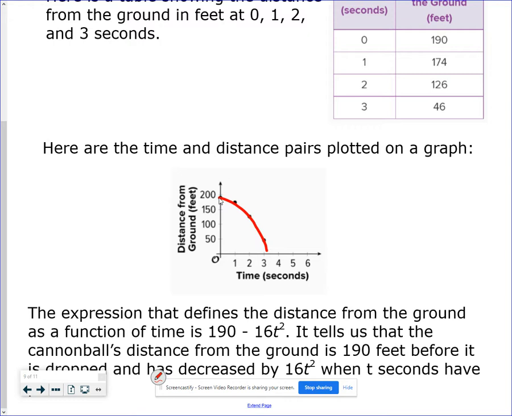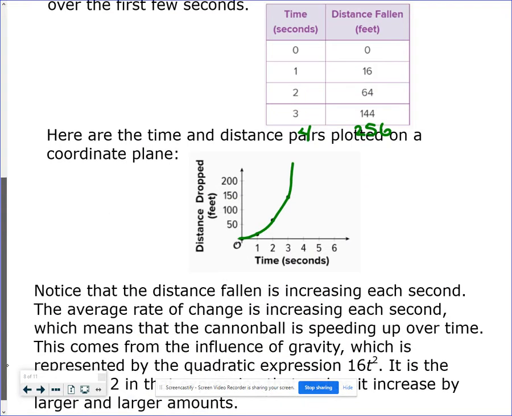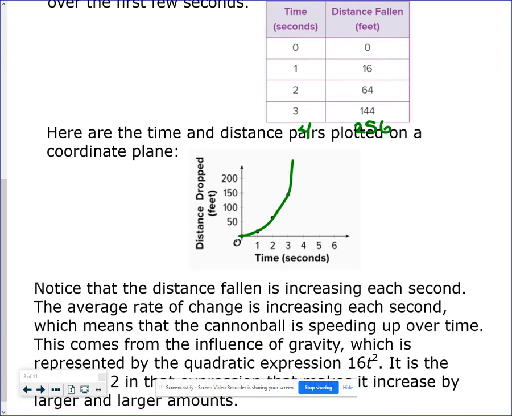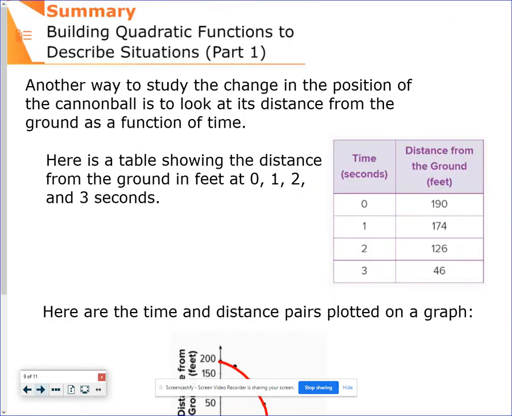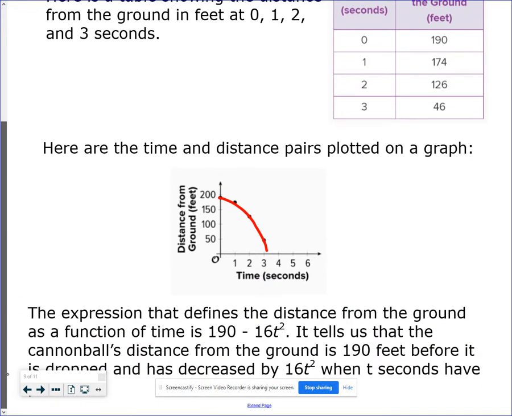Those two kinds of graphs are half of our quadratic graphs. So let me show you this one again. Sometimes those graphs are going to curve up depending on the situation that we're looking at. And sometimes they're going to curve down, but they will always be that same kind of a curve. Okay?